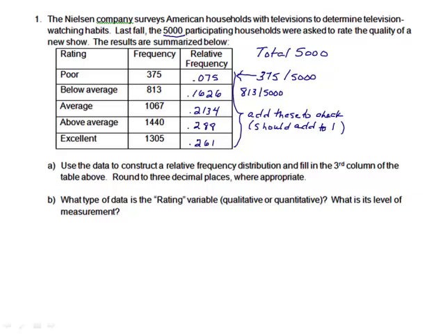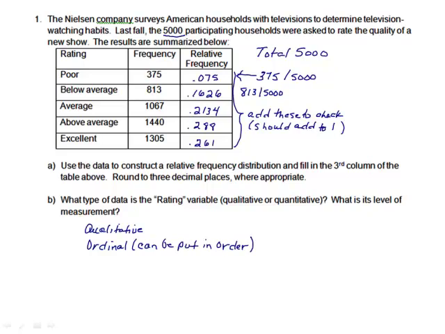Next question is, what type of data is the rating variable? Is it qualitative or quantitative? And remember that when we have just categorical data like this, in other words, if it's put into words, then it's going to be qualitative data. Qualitative data would have to be either the nominal or the ordinal level of measurement. And since this one we can put in order from poor up to excellent, that makes it the ordinal level of measurement.